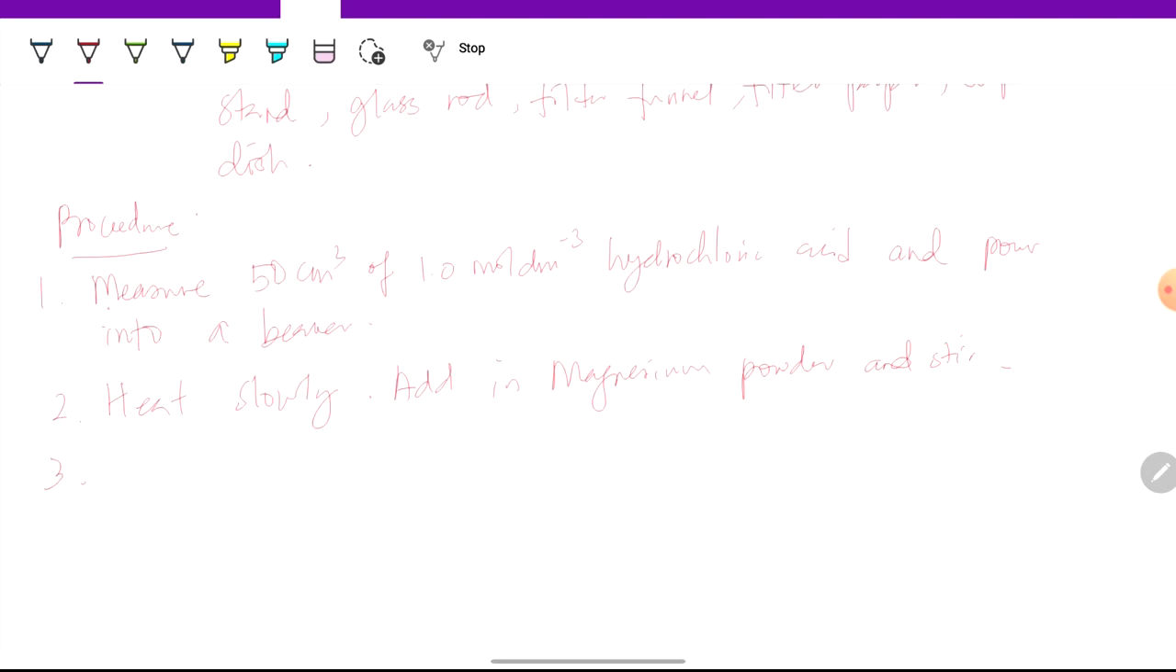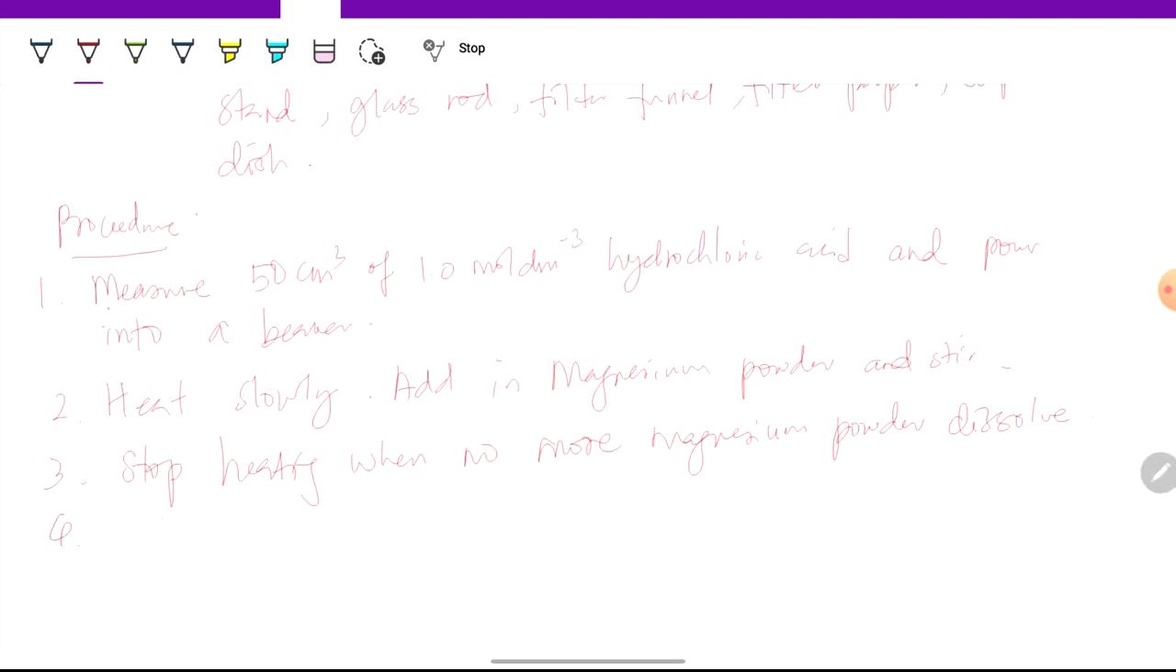After that, stop heating when no more magnesium powder dissolves. Meaning that now it is already in excess. If you stir it halfway and the magnesium is already gone, then you have to add in the magnesium powder in excess again. Add until some magnesium powder can no longer dissolve. That means the acid is already used up and the magnesium is in excess.